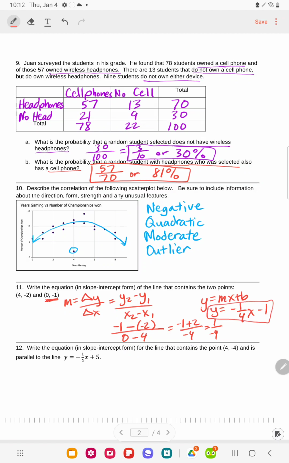If they did not give us this y-intercept of (0, -1), you can plug in any of the 2 points to solve for b. Question 12.